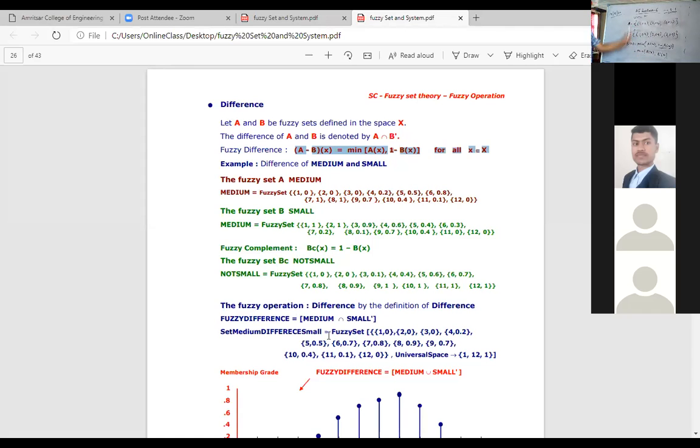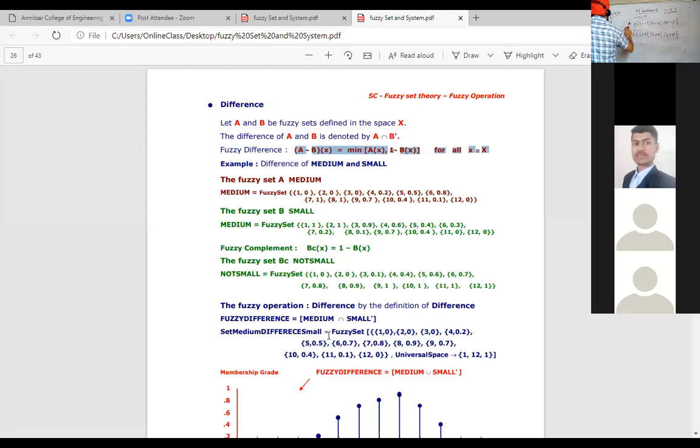Let us solve this example. You have to remember this formula, A minus B of x. The difference is the minimum of A of x comma 1 minus B of x. This 1 minus B of x is the complement of B. So two steps are there. If two sets A and B are given and you have to find A minus B, then first you take the complement of B.